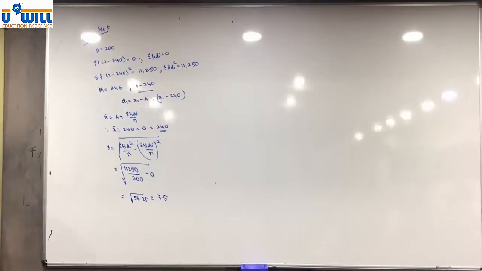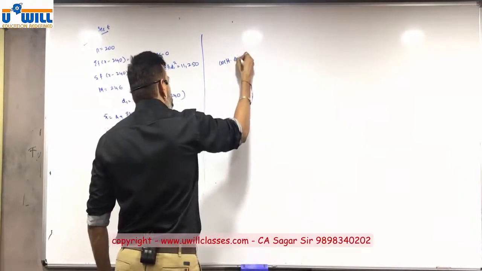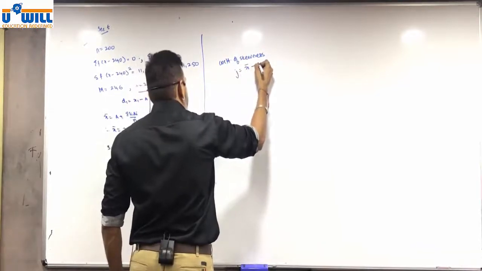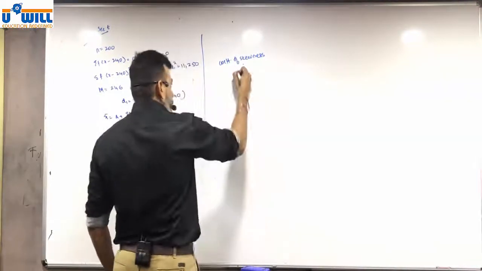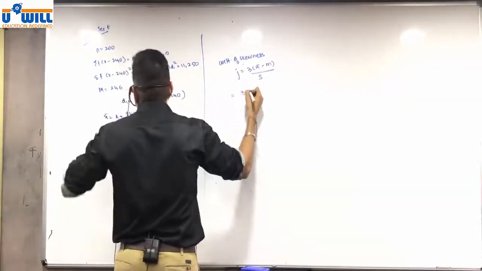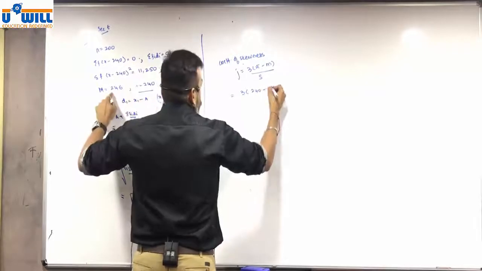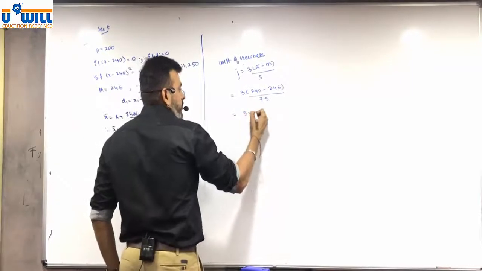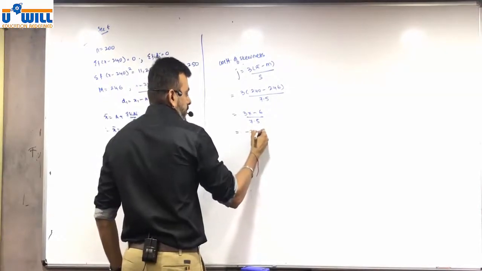What we have to find out? Coefficient of skewness. J is equal to 3 into x bar minus median upon s. So 3 mean कितना आया? 240 minus median 246 upon standard deviation 7.5 is 3 into minus 6 upon 7.5, which is minus 2.4.